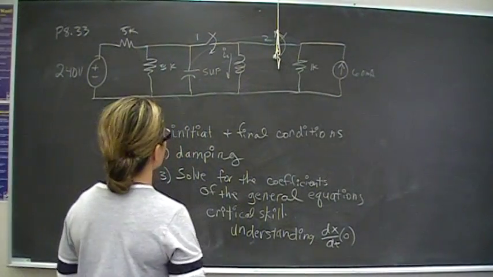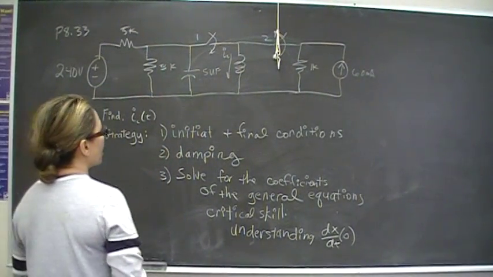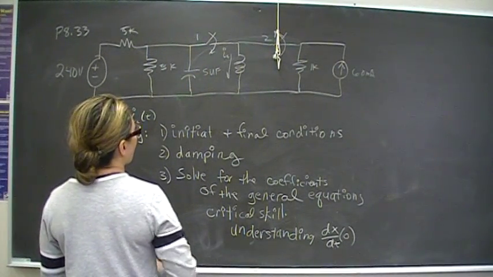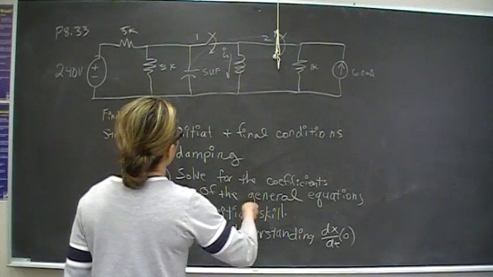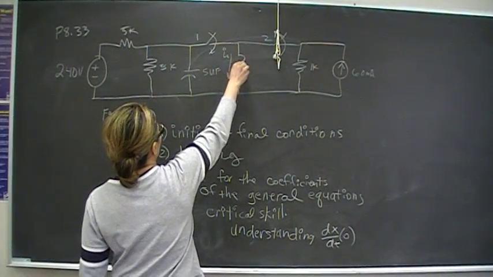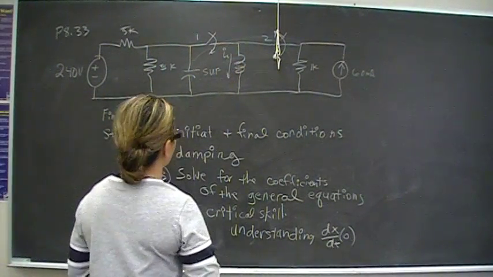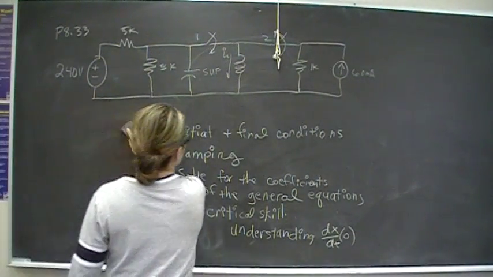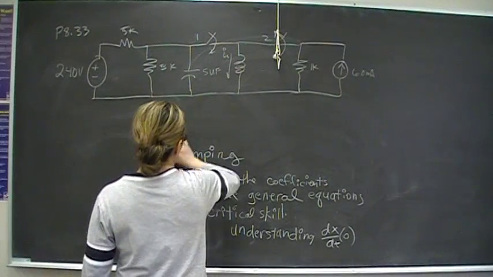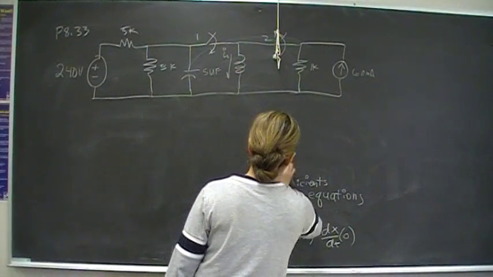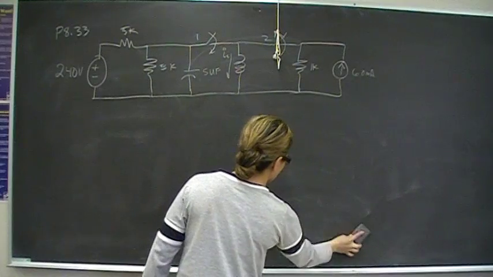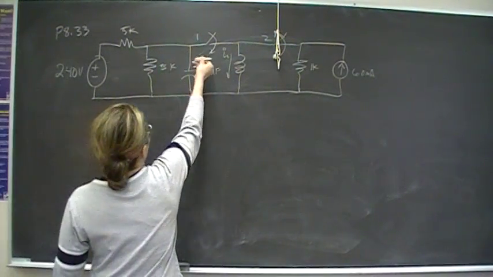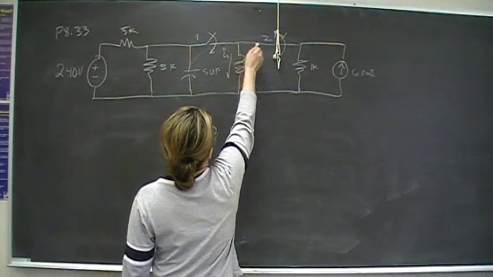They're synchronized. So we have to take a look at what the circuit looks like before the switching occurs, and we're looking for the general equation that will describe current through the inductor. So that's our goal. The first thing we have to do is find initial and final conditions. Let's take a look at the circuit before the switch closes. We have this open and this closed.